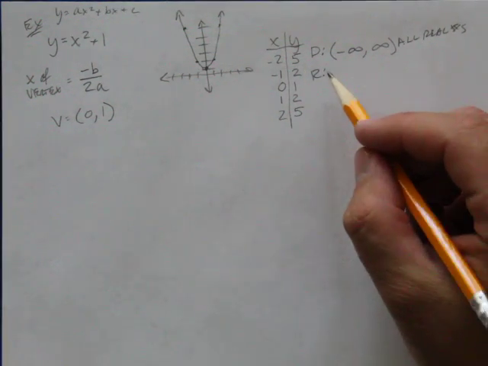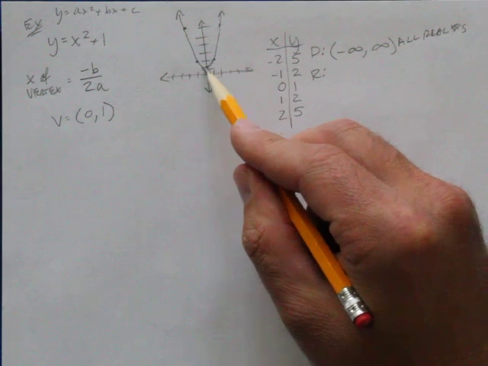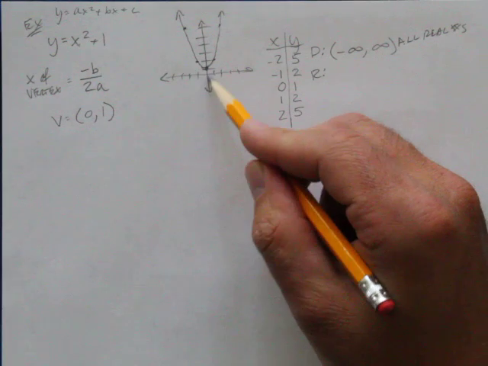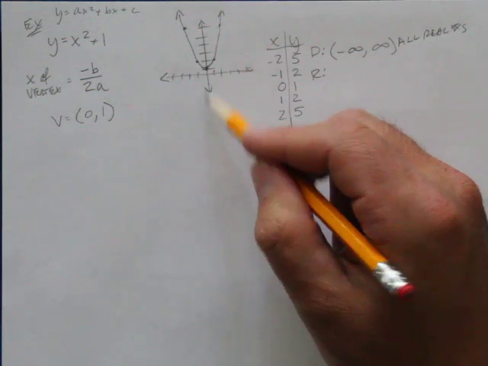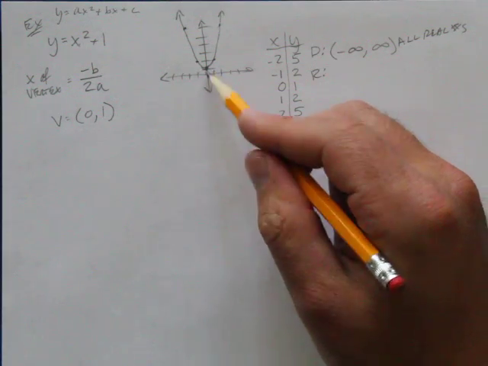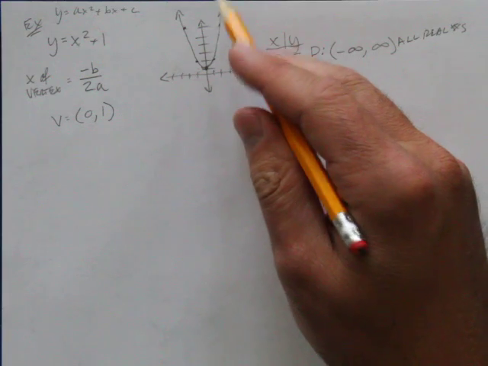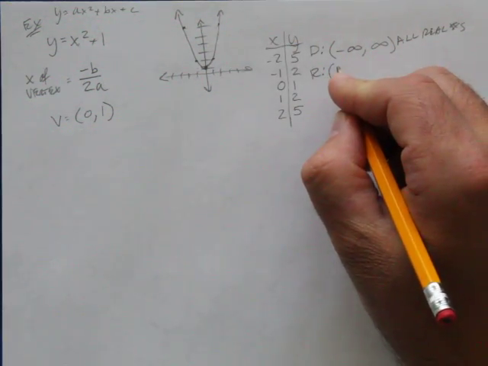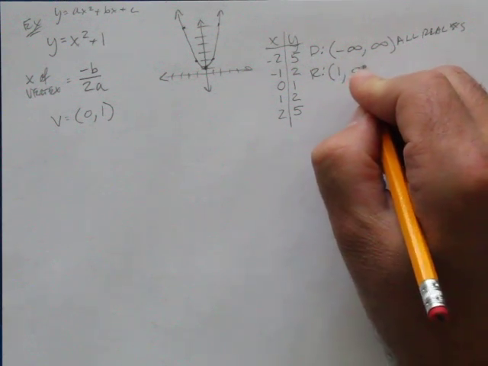My range is different though. If you can see here, my graph starts here at positive 1, and there's no y values, there's no representation below 1. So all of these are missing, they're not here. But it goes all the way up forever as far as the y values go. So my range is going to start at positive 1, and it's going to go to positive infinity.